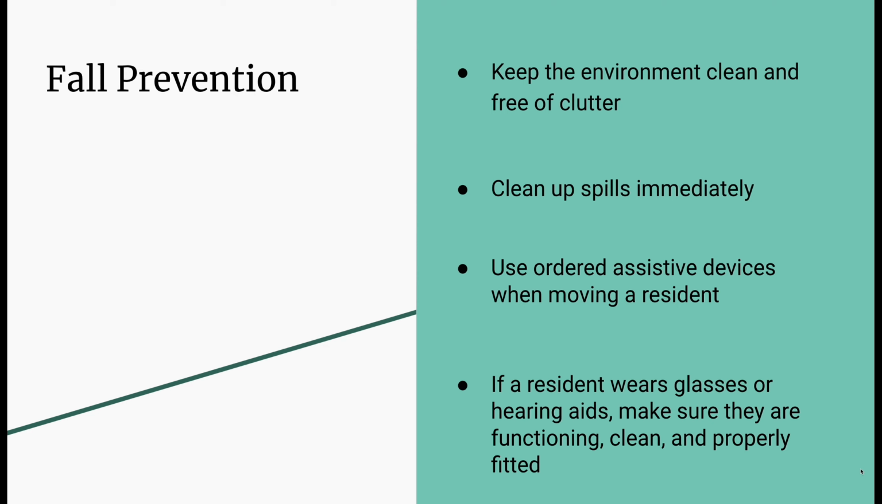Keep the environment clean and free of clutter that can cause imbalance while a resident is ambulating. If a spill is noted on the floor, it should be cleaned up immediately. Whenever residents are standing or walking, be sure they are wearing non-skid footwear, i.e., shoes or socks with rubberized soles. Use ordered assistive devices such as gait belts and walkers when moving a resident.